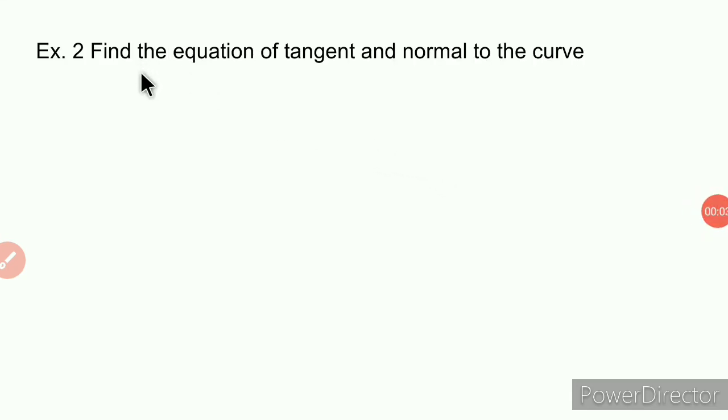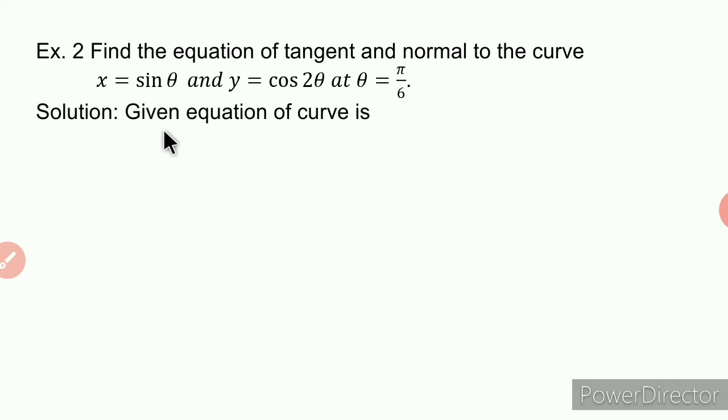Now example 2. Find the equation of tangent and normal to the curve x is equal to sin theta and y is equal to cos 2 theta at theta is equal to pi by 6. Here we observe the equation of curve given in parametric form. So first in solution, write given equation of curve as x is equal to sin theta and y is equal to cos 2 theta.